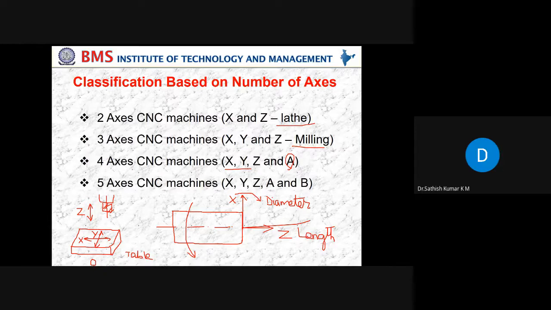Now, remember, the more the number of axes, the higher and higher the accuracy with which you are going to machine. That is the case. This is about the number of axes.